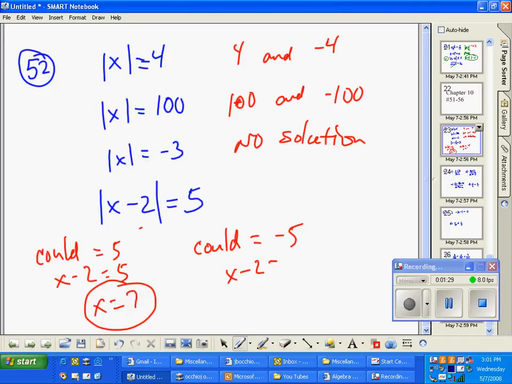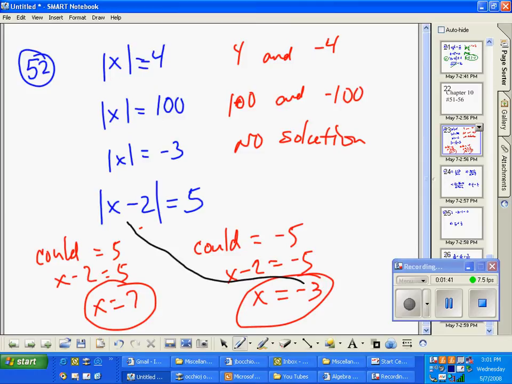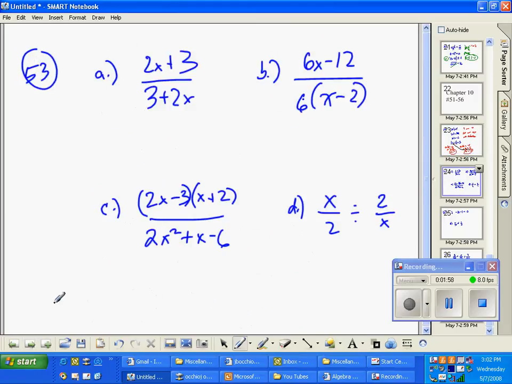Or x minus 2 could equal negative 5. Add 2 to both sides and you get x equals negative 3. Now I know it's strange that these two answers don't match up, but let's plug it in and check it out. Take negative 3 and plug it in here. Negative 3 minus 2, that's negative 5. Absolute value is positive 5. So when you see addition and subtraction inside the absolute value bars, oftentimes your answers will not look like they're very well related, but they are.